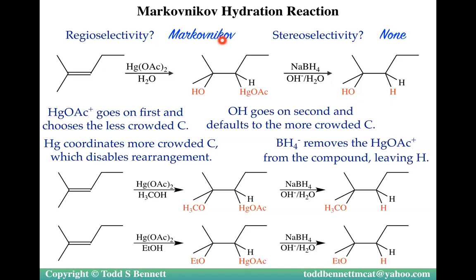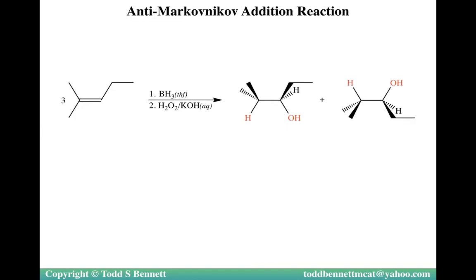So this is Markovnikov, but we don't always want to get Markovnikov addition. Sometimes we want to do a reaction where we get anti-Markovnikov. We want the OH to go to the less crowded carbon. If you recall, the most important thing in trying to get the regioselectivity we want is that the first thing on will always choose the better carbon. So if H plus or mercury is the first thing on, it'll go there. But we can potentially have a case where it is not the first thing on.